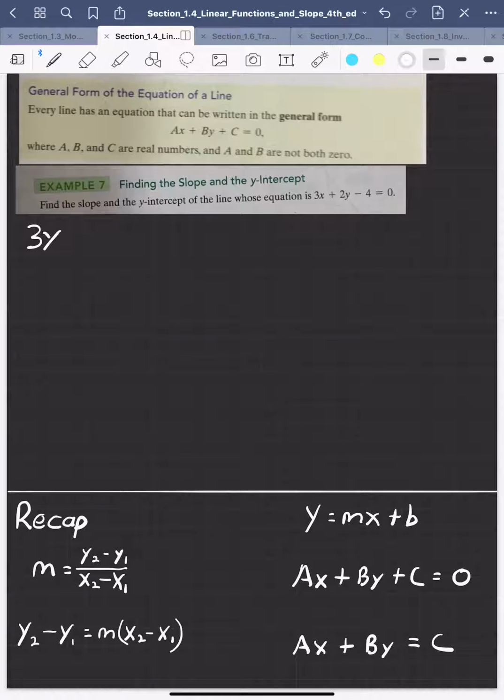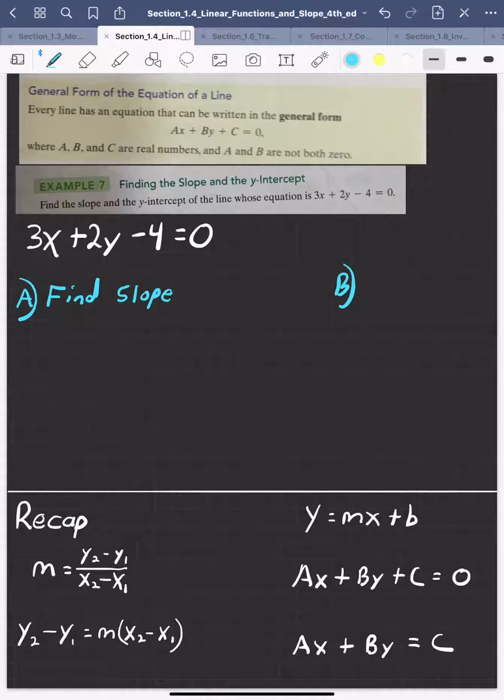So we got 3x plus 2y minus 4 is equal to 0. We have our two tasks. Let's call it A is find slope, and task B is y-intercept. Ready? Let's start with A.